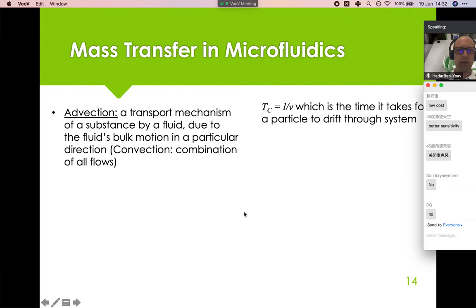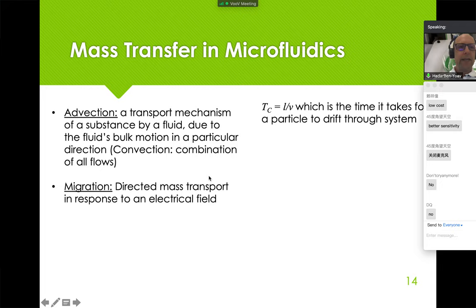While TC is the time, it's basically the length over the velocity, which means the time it takes for a particle to drift through the system through the convection. This is the velocity of the water that carries the particle. Then we have migration. It's direct mass transport in response to an electrical field. So basically, when we have charged molecules and we apply an electrical field, the charged molecule migrates due to the electrical field force.